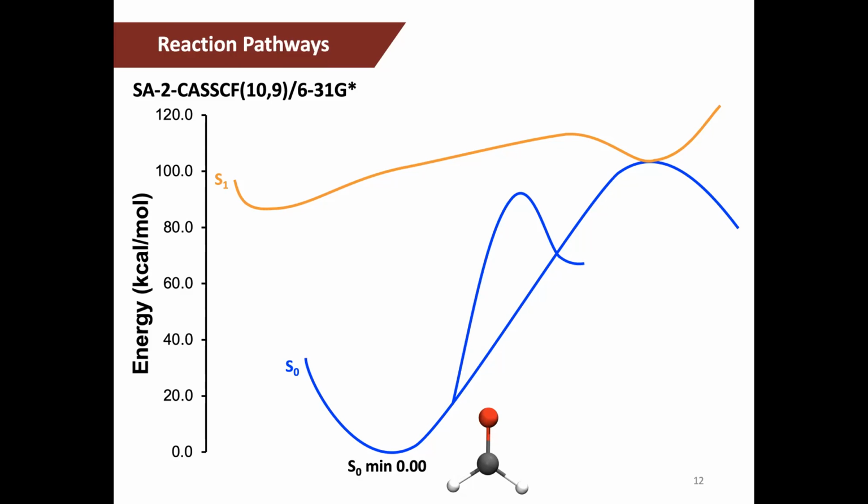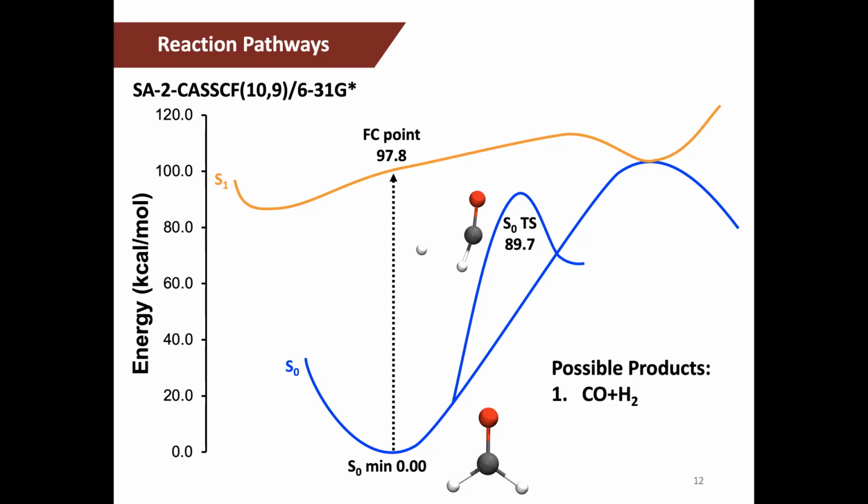So none of this stuff is really a surprise, but this molecule can essentially form CO plus H2 in the ground state, but it has a 90 kcal barrier, as you can see here, which is really, really large. And you're really not gonna probably cross that under normal conditions.